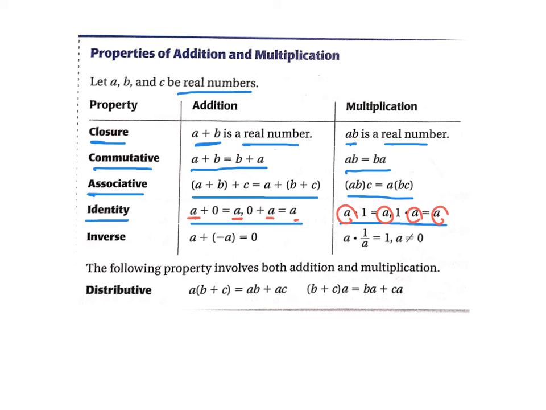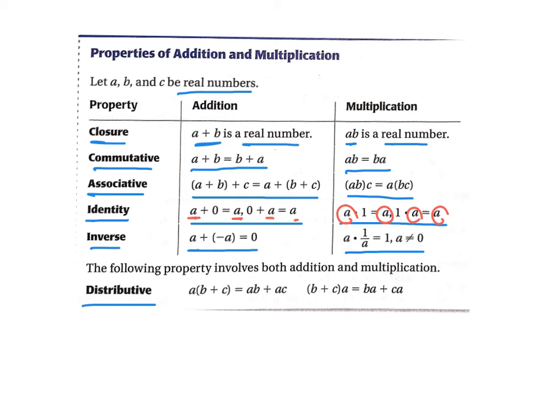The inverse property, inverse is a fancy word for opposite. So in addition, when you add opposites together, you're going to get 0. Multiplication is, you don't multiply opposites, you multiply reciprocals. So multiplicative inverse is another word for reciprocal. Fancy word for reciprocal. Multiply reciprocals.